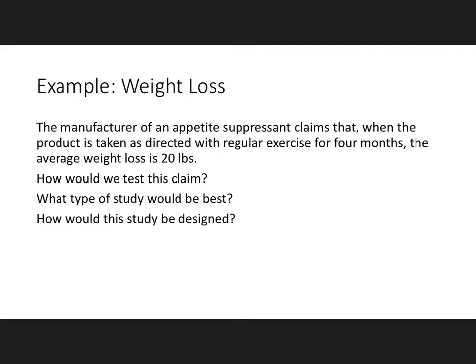The manufacturer of an appetite suppressant claims that when the product is taken as directed with regular exercise for 4 months, the average weight loss is 20 pounds. How would we test this claim? What type of study would be best, and how would the study be designed? So we would test this by comparing the two using hypothesis testing. The best type of study would be an experiment where we need a treatment group and a control group, and we could do a matched pairs design.